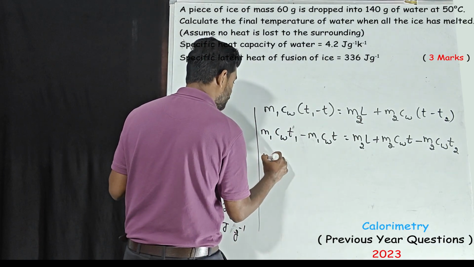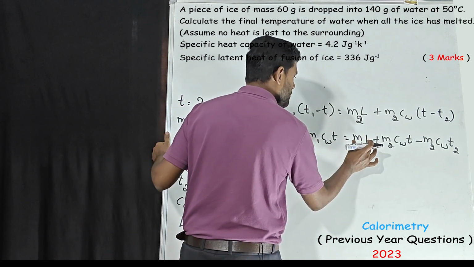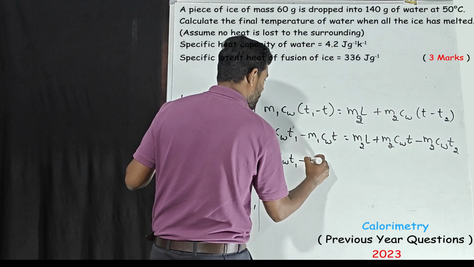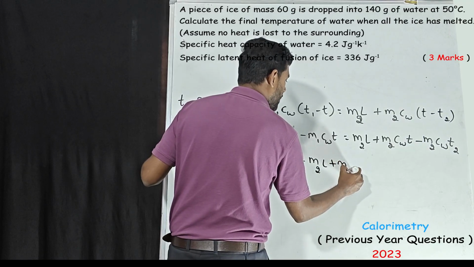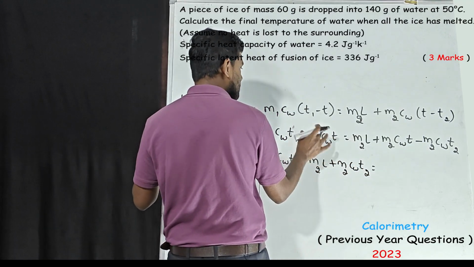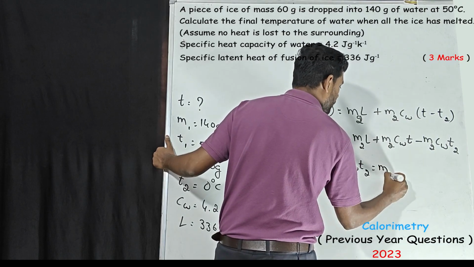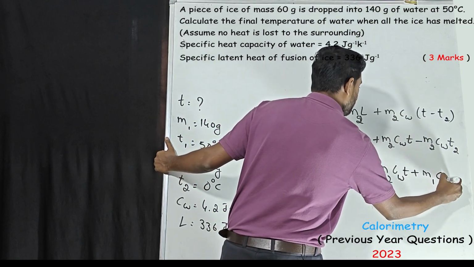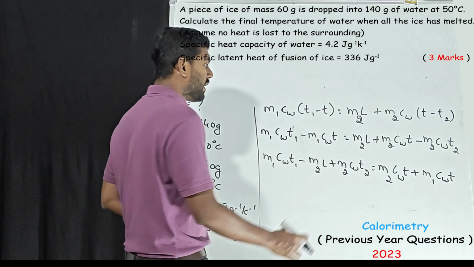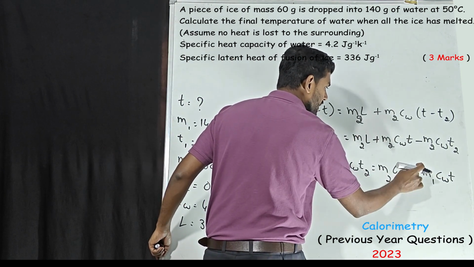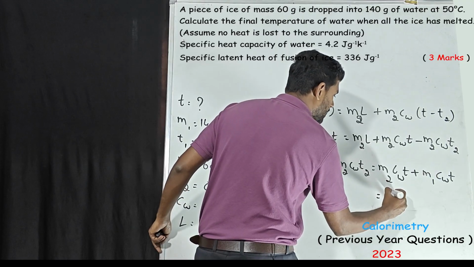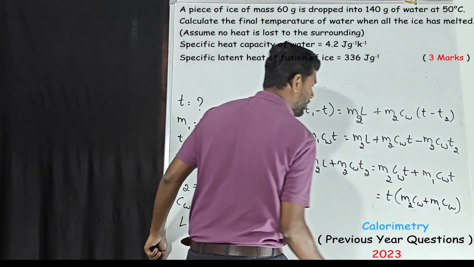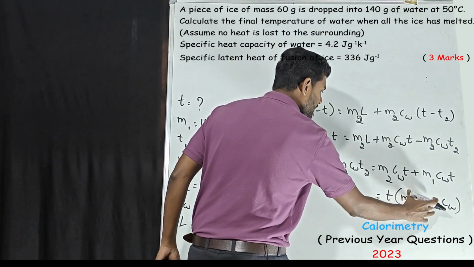So that final temperature will be on one side and remaining things on the other side. Here M1 CW T1, no change. I'm going to send M2 L and M2 CW T2 here. So minus M2 L plus M2 CW T2, and I'll send this one on the other side. So here we already have M2 CW T, this minus becomes plus, and this one M1 CW T. Okay, now in these two we have T common, correct? So this becomes T times (M2 CW plus M1 CW), correct?